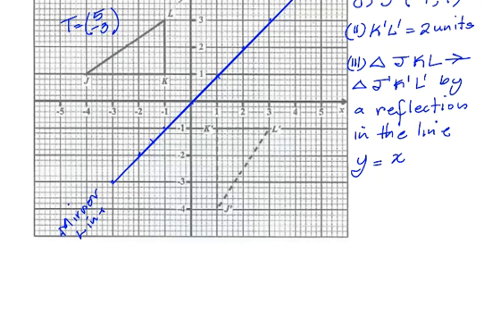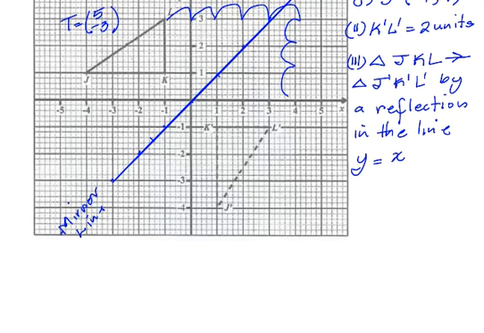I could do this for L. 5 units to the right, 1, 2, 3, 4, 5, and 3 units down, 1, 2, 3. So the new position of L is going to be (4, 0). So the new position of L is going to be here. All right, so let's just say that would be my L double prime.